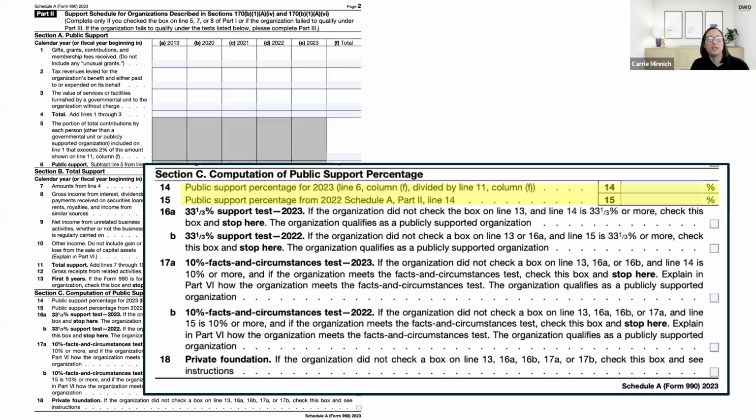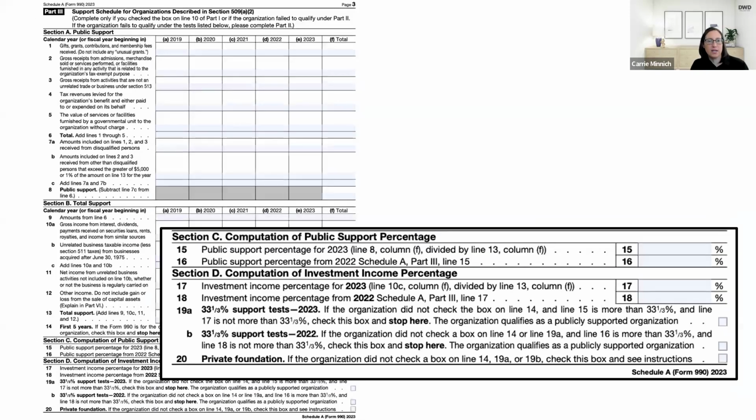Okay. If you marked the 10, then you're going to have to do this other support test. Again, it's the same thing though. You want to look at Section C in lines 15 and 16 to see if you have met that 33 1/3%. If you've met the 33 1/3% on this section, you're good. However, there is no facts and circumstances test in this section. So if you haven't met it, you're done. You're considered a private foundation. So again, the key here is you need to know where you're getting your support from.